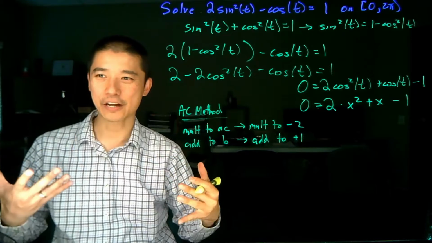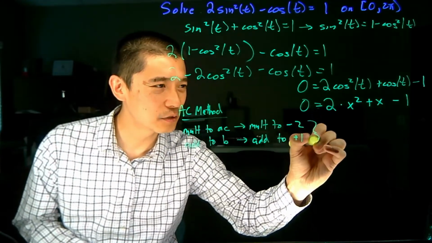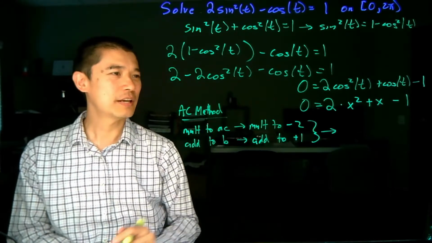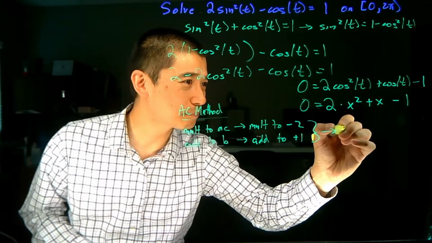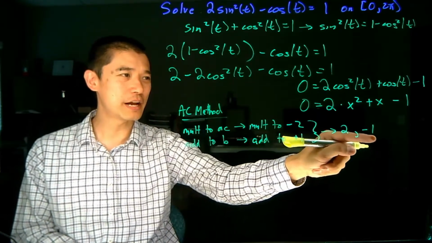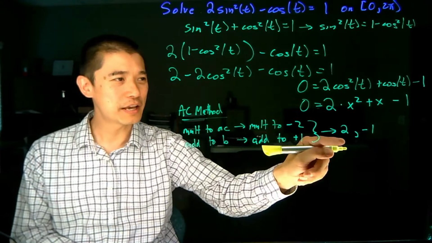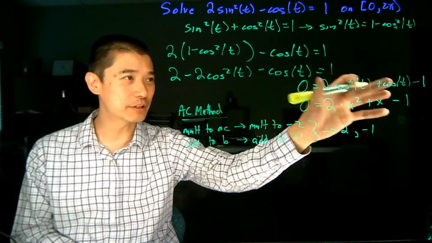And now we just have to check, what numbers can we think of that multiply to -2 and add to 1, if any? What pair of numbers works? And so we can see that +2 and -1 is such a combination. 2 times -1 is -2, and 2 plus -1 is +1. And so this helps us to factor. I'm going to bring this down.